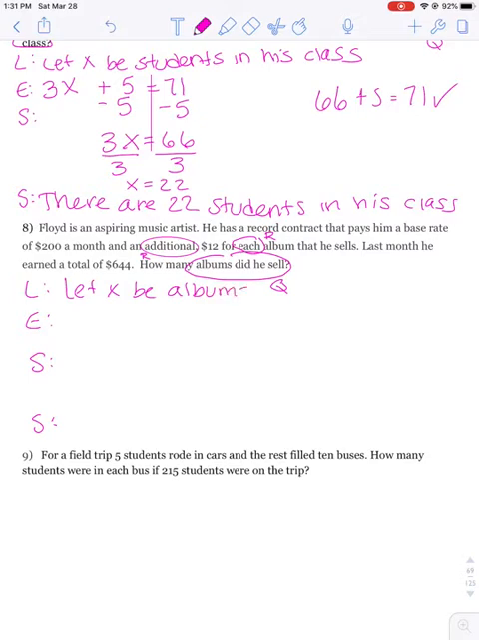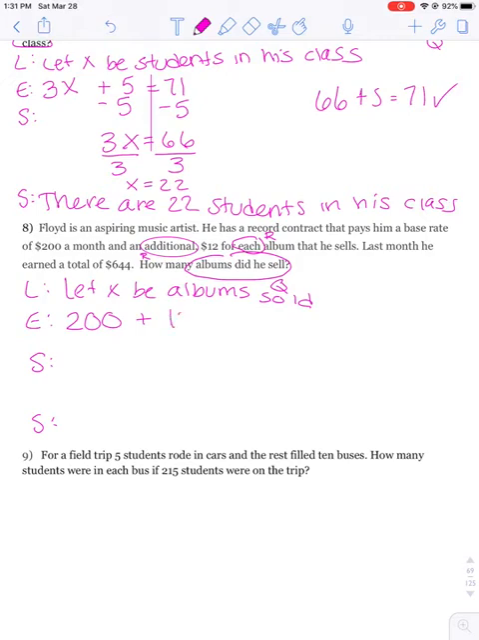Let X be albums sold. The equation. So let's see. He gets $200 for the month. So we're only talking about 1 month here. So the $200 is not going to be multiplied by anything. So just regular old $200 because this is taking place in 1 month.